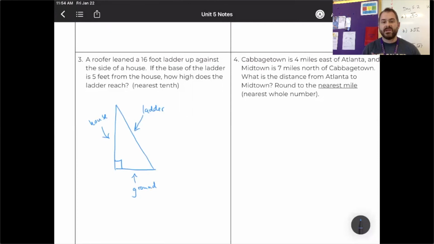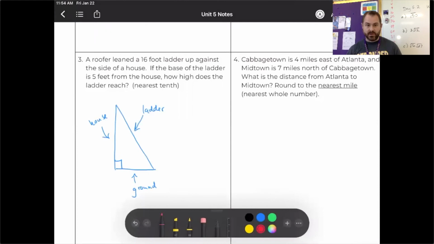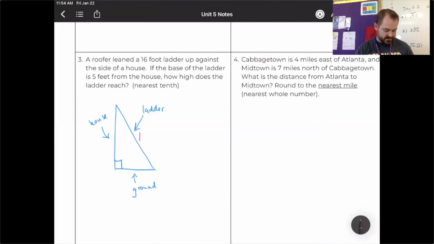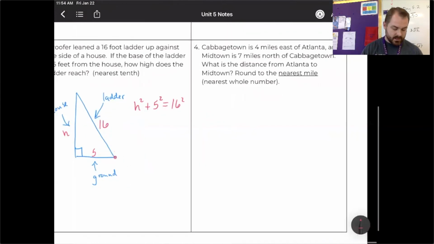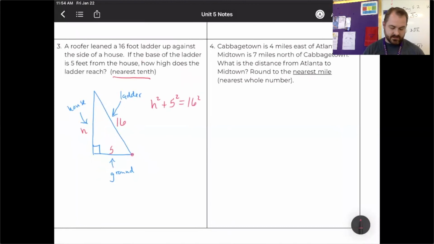There's your right triangle. The ladder is 16 feet. Okay, it's a 16-foot ladder, so I know the hypotenuse is 16. The base of the ladder is 5 feet away from the house, the base being the bottom here, so I know this length is 5. How tall or how high does the ladder reach? That's our height going up the side of the house, h. So here's our Pythagorean theorem. H squared plus 5 squared must equal 16 squared. Again, you can work that out and find your answer that way. These answers will be at the end of the video for you to check. Okay, we can approximate all of these, round to the nearest tenth.